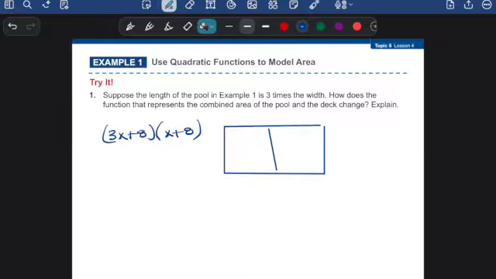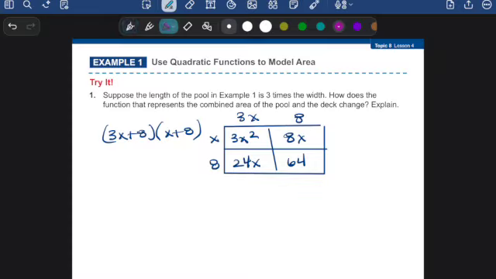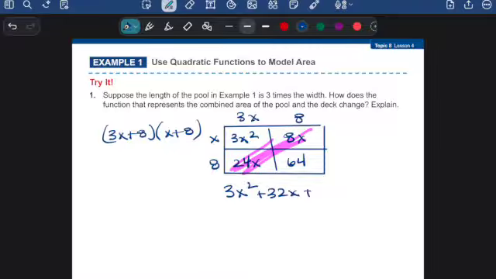I have a 2 binomial, so it's a 2 by 2. I have 3x and positive 8, and I have x and positive 8. I have 3x squared, 24x, 8x, and 64. Combine my like terms. To write my equation in standard form, go from upper left to lower right, 3x squared. Combine my linear terms, 24 plus 8 is 32x, plus my constant. So that would be the area of the whole pool if it's a little bit longer.